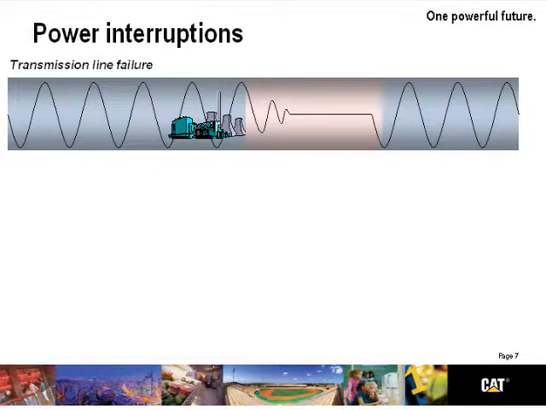When we take a closer look at our power interruptions, we typically try to look at that from a graphic perspective. So here we see a sine wave coming into our facility, and lo and behold, there's a transmission line failure. So it goes flat. Well, when the line goes flat, we know the lights go out.